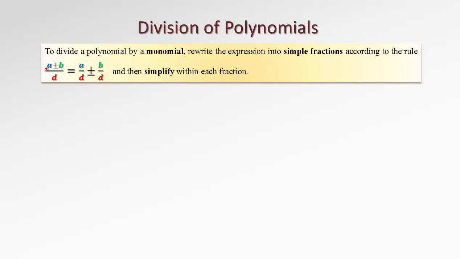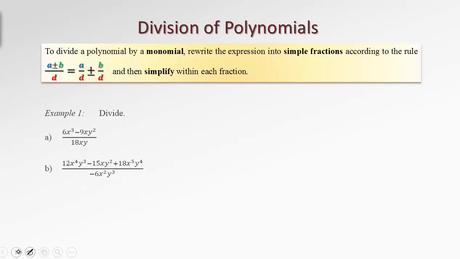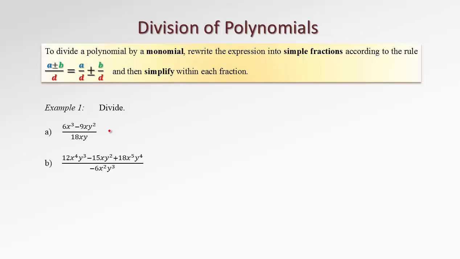If we have a few terms in the numerator divided by one term in the denominator, then we can split this fraction into two fractions. In this case, a over d, plus or minus, depending on what sign was here, b over d. And then we simplify within each fraction. Let's observe how this works on particular examples. We need to divide those polynomials by a monomial.